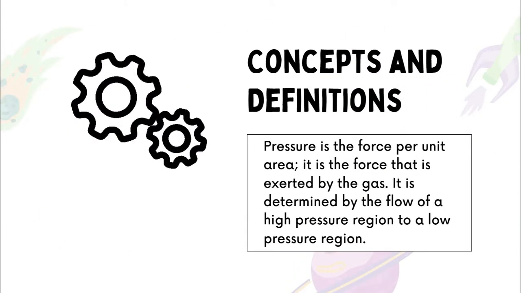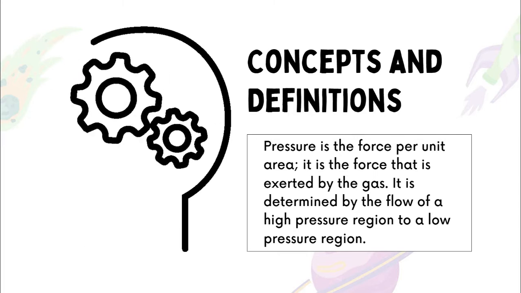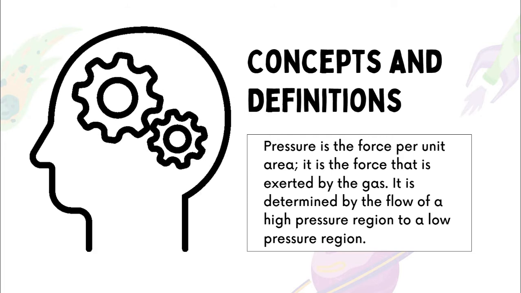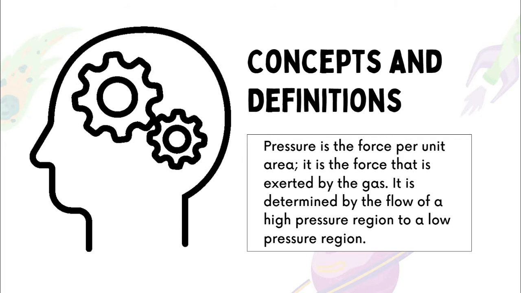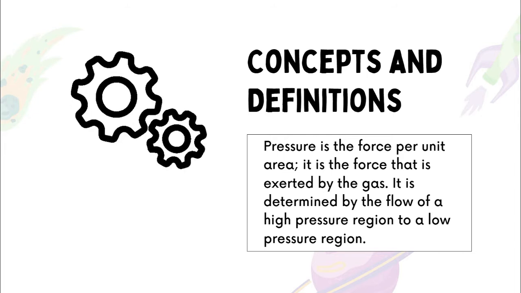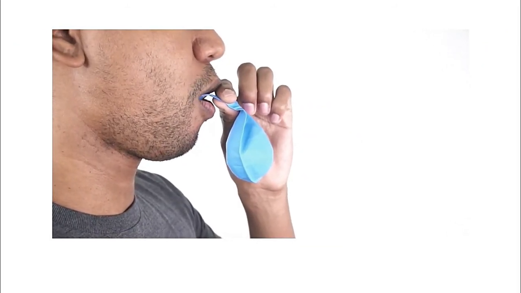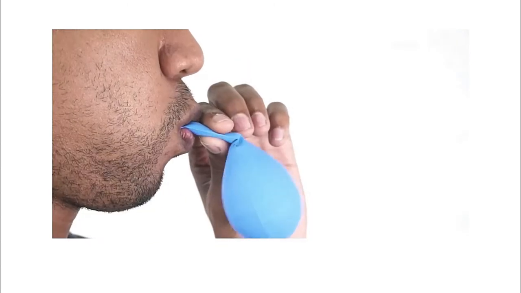Pressure. Pressure is the force per unit area. It is the force that is exerted by the gas. It is determined by the flow of a high-pressure region to a low-pressure region. One example is when you blow a balloon. The balloon will expand because the pressure of the air inside the balloon is greater than the outside.